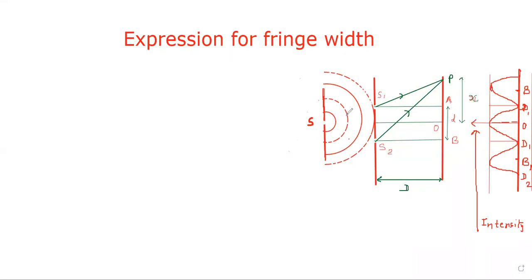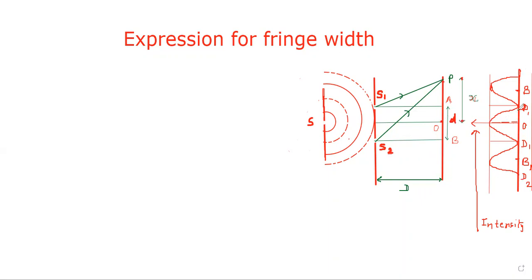Expression for fringe width. Here, this is a single source, and here S1 and S2 are two slits. They are created from source S, and this is the position of the screen. And the rays from S1 and S2 meet at point P, and this distance is D, and the separation between S1 and S2 is small d, and point P is at distance x from point O.